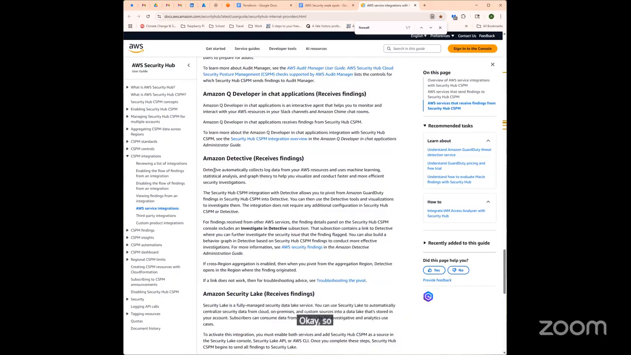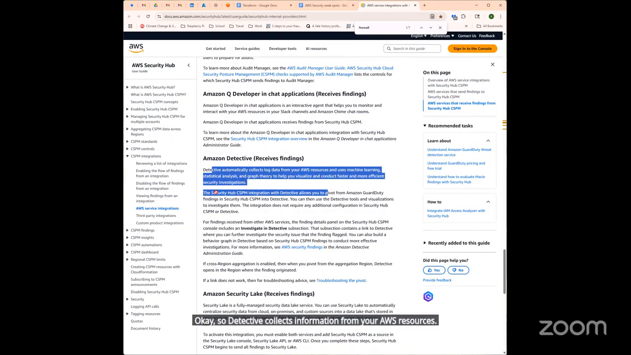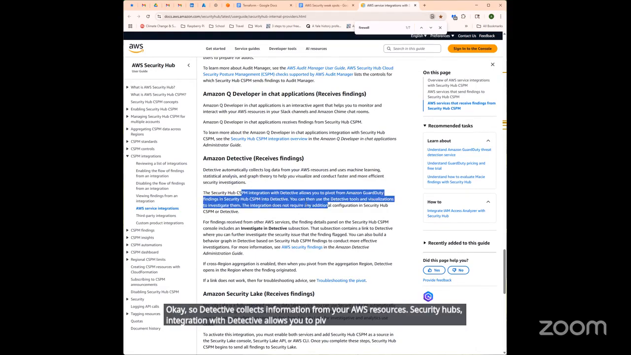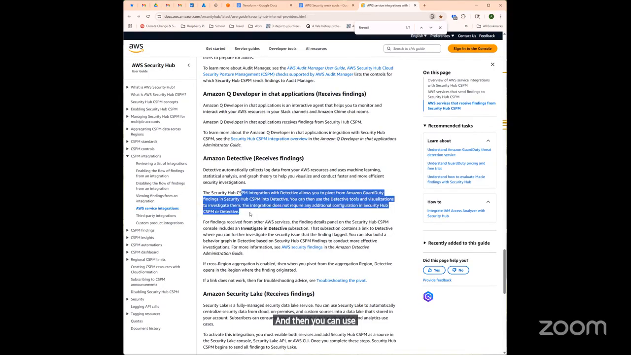Okay, so Detective collects information from your AWS resources. Security Hub's integration with Detective allows you to pivot from GuardDuty findings in Security Hub's CSPM, and then you can use Detective tools and visualizations to investigate them. There we go. All right.